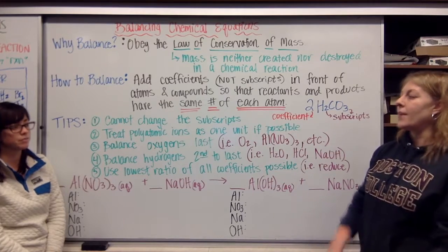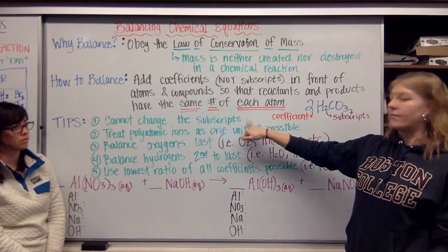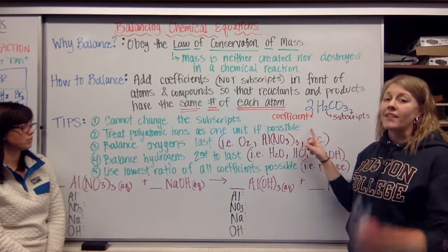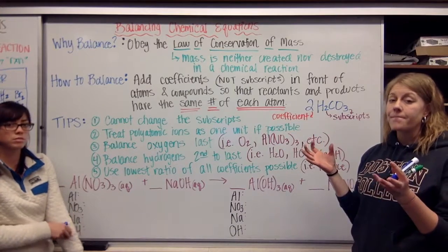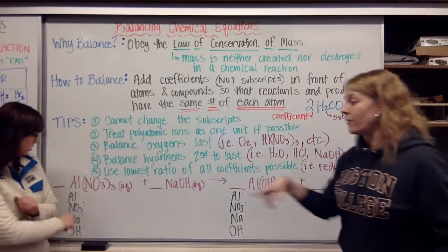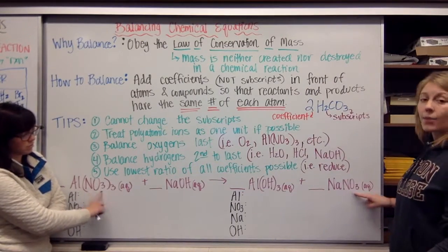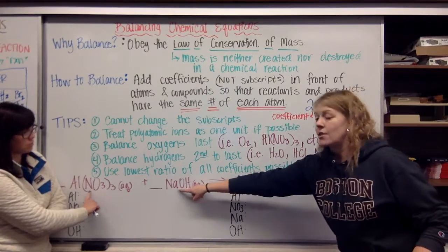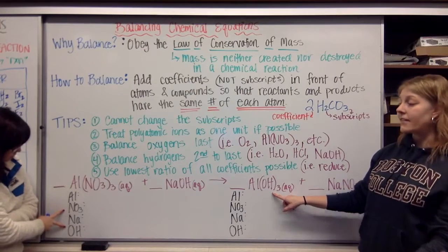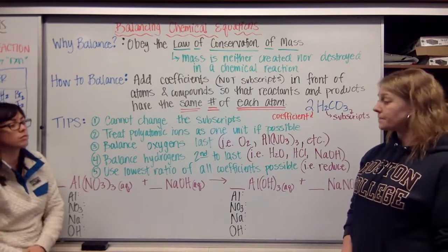Yes. Yep. Now, tips for doing this. 1, don't touch the subscripts. You cannot change the subscripts. 2, if polyatomic ions are present in the reactants and the products, then keep them together as one unit if possible. So if you look down here, you see NO3 in the reactants, we have NO3 in the products. You see OH in the reactants, OH in the products. You'll see when we go to balance those, we're keeping the NO3 together and we're keeping the OH together, okay?